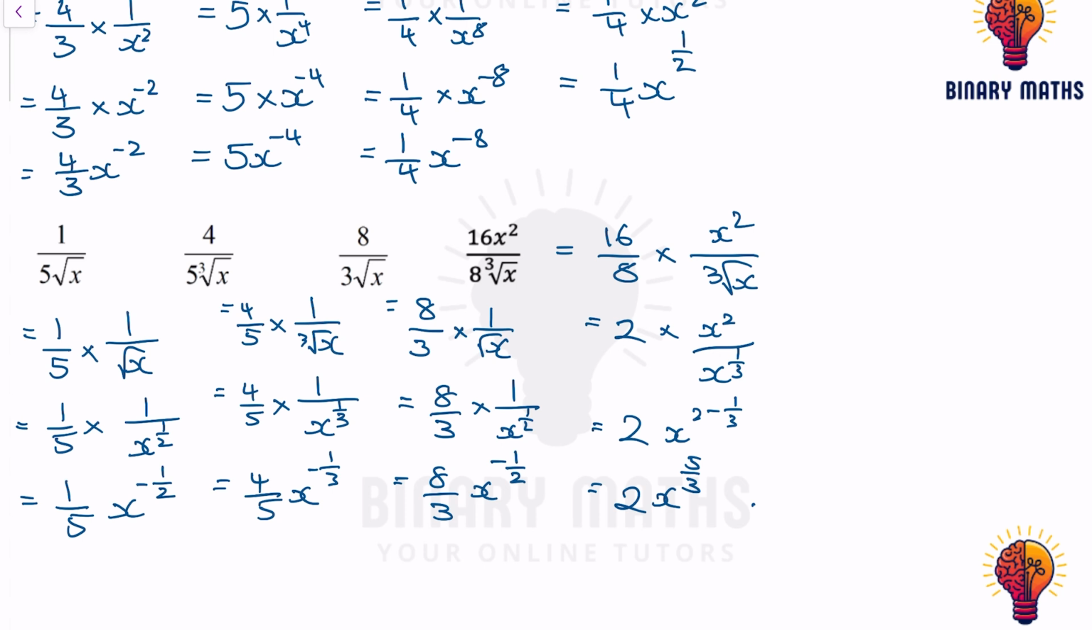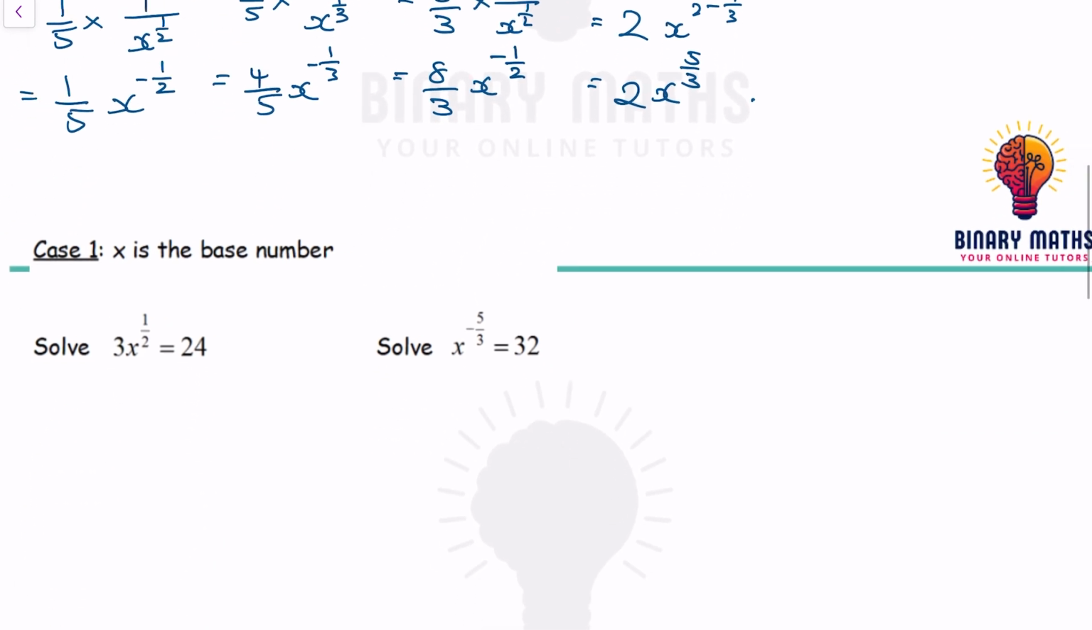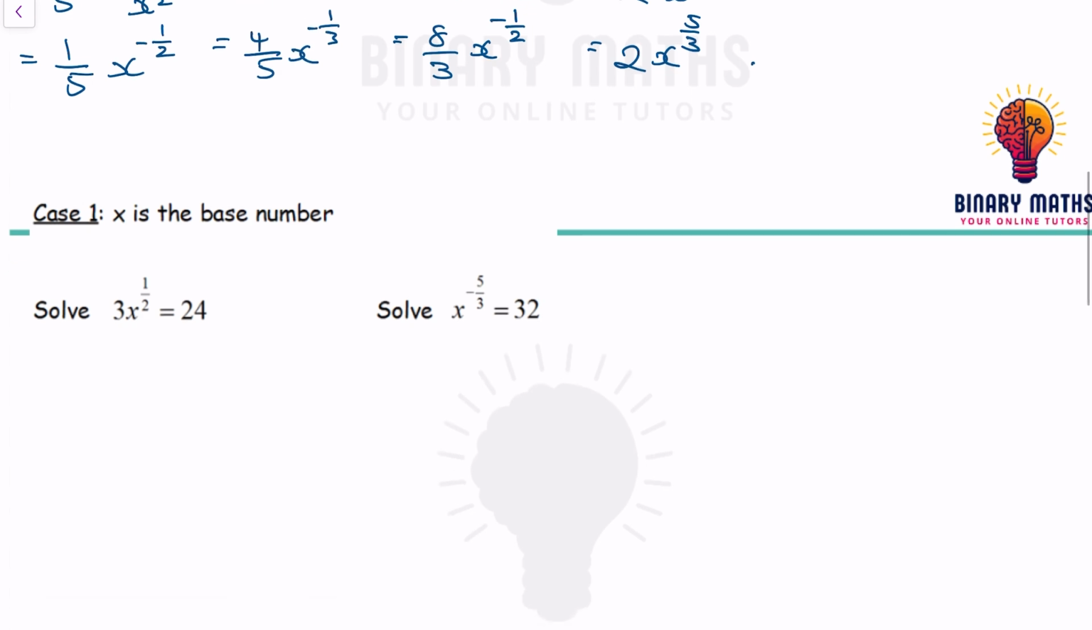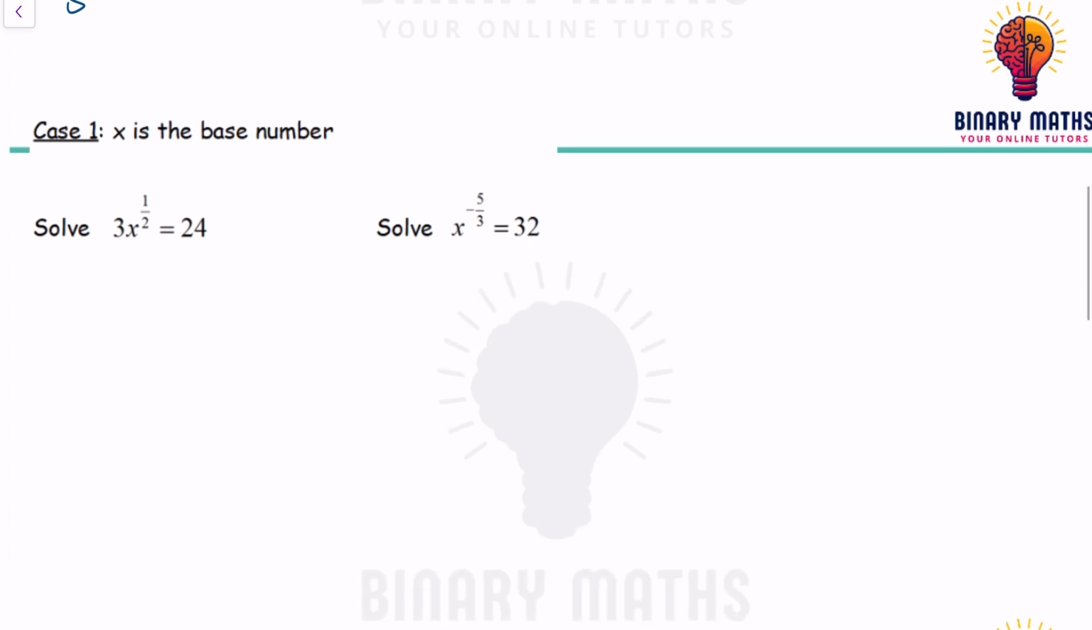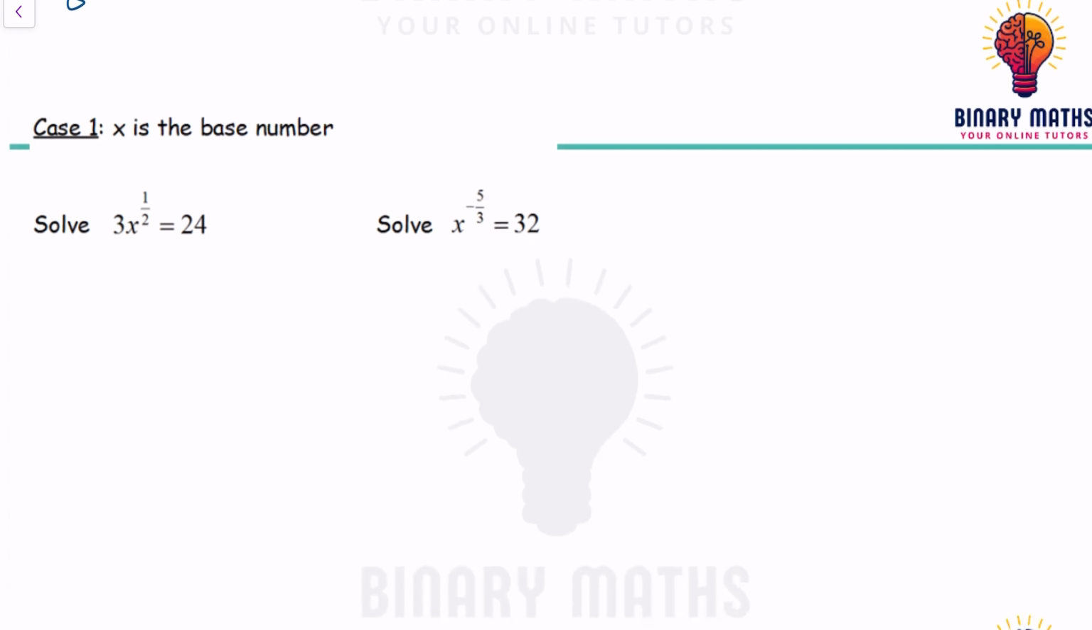So those were all examples of writing expressions in index form. Now we'll be looking at solving equations with, obviously, indices. Now there are two different cases that we're looking at. The first case is when x is in the base number. So I'll go through two different examples here. So we've got 3x to the power of a half is equal to 24.